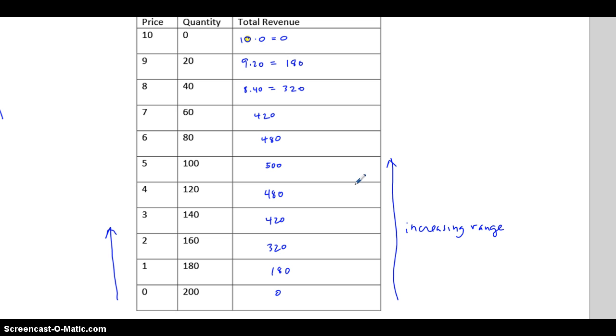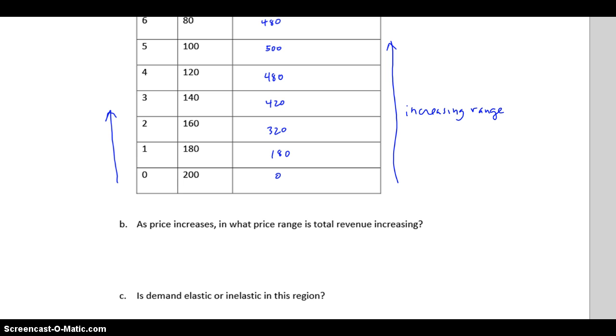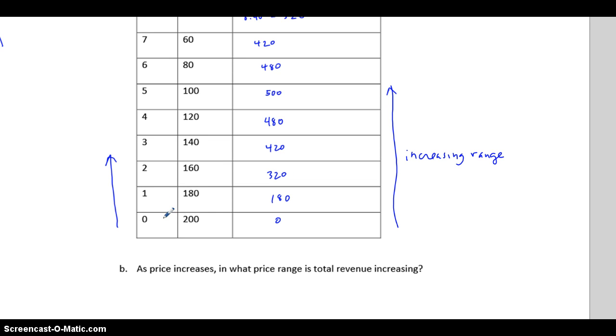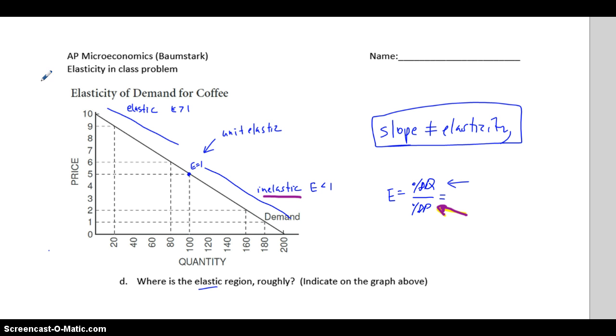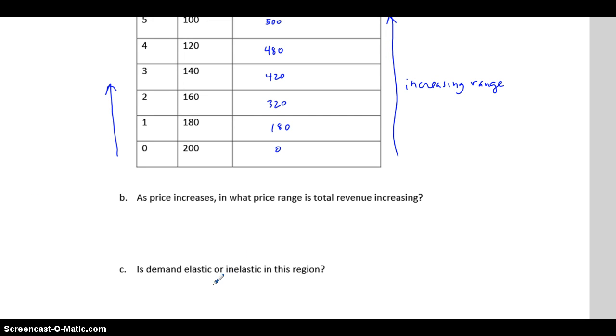And then part C says, is demand elastic or inelastic in this region? So we're talking about the region where quantities are high and prices are low. Let's go back to the prior curve here. Well, quantities are high, prices are low. Well, we're in the inelastic region of this curve. So that's what we're looking for here. We're inelastic.